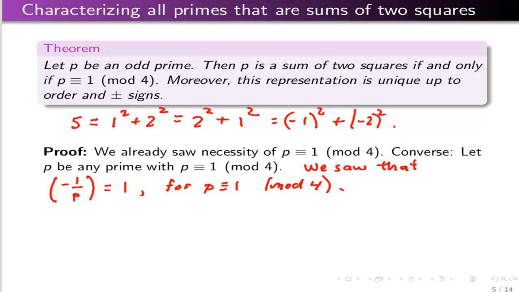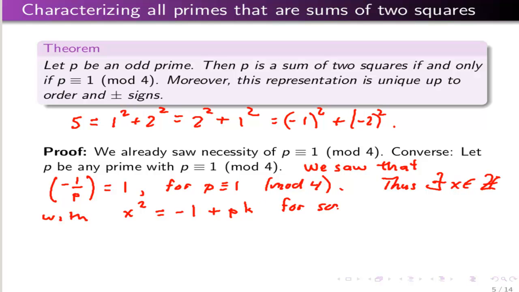Okay, so that's what p being congruent to 1 mod 4 does for us. So what does this mean? That means -1 is a perfect square. Thus, there is some integer x with x squared congruent to -1 mod p. So x squared would be -1 plus pk for some integer k.